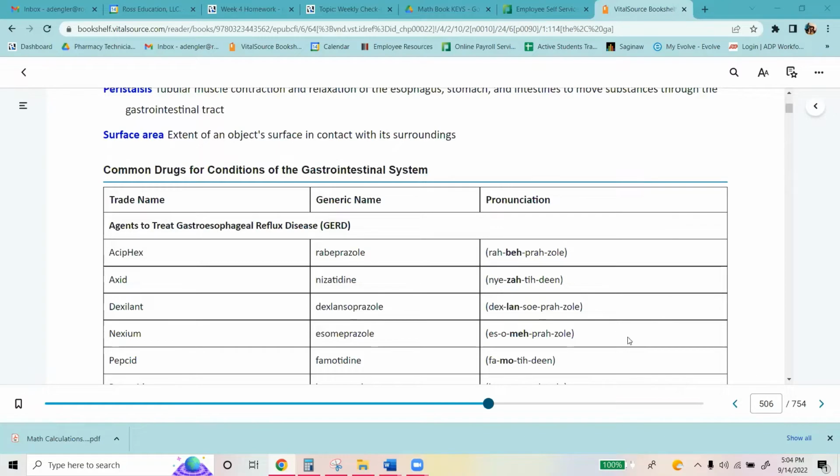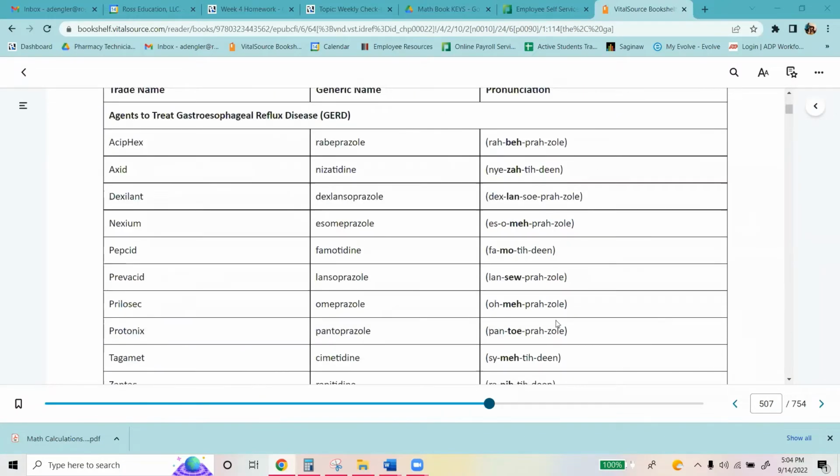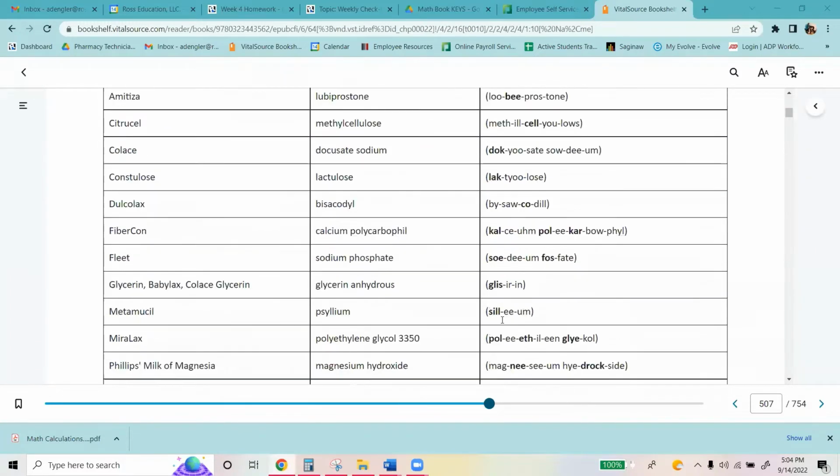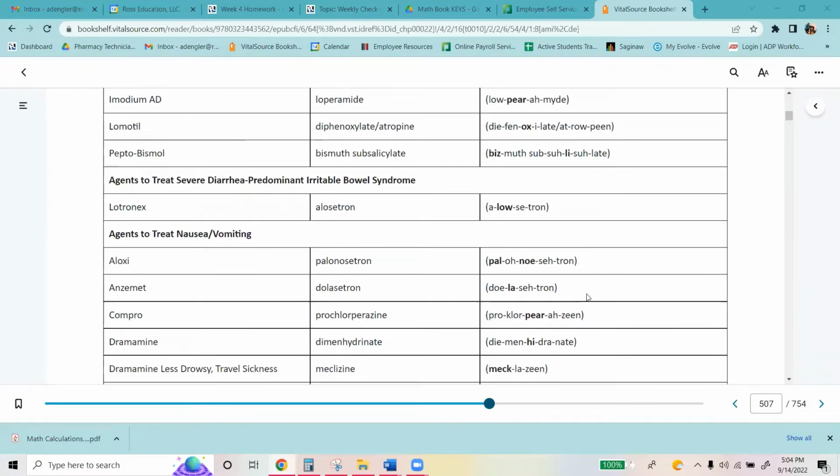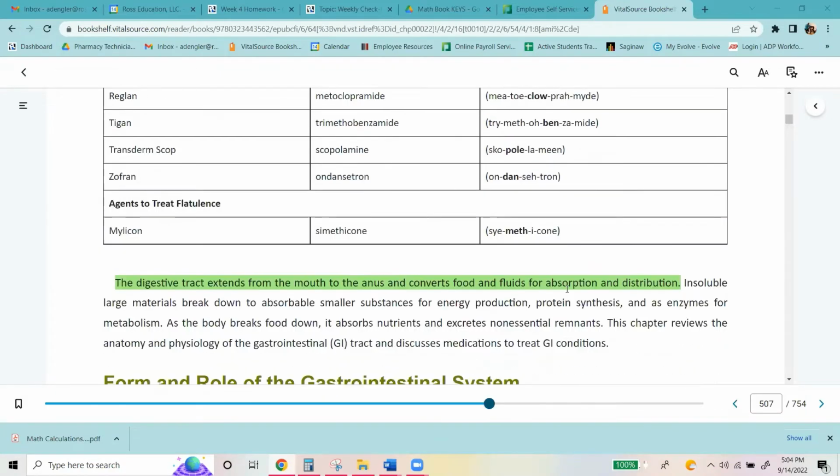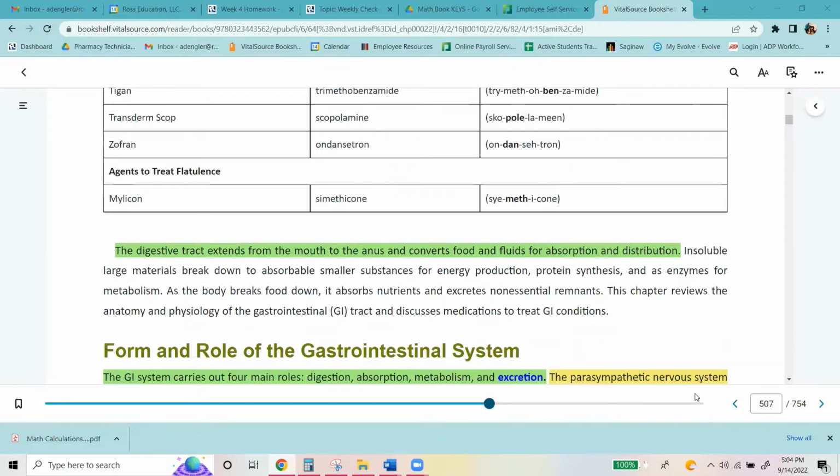This chart's really nice, again, because it has the pronunciations of all the generic medications. So it's a really good practice. So I definitely recommend going through all of those and trying to say them all a few times. As I said before, these are very common, so you will see them in the pharmacy quite a bit.